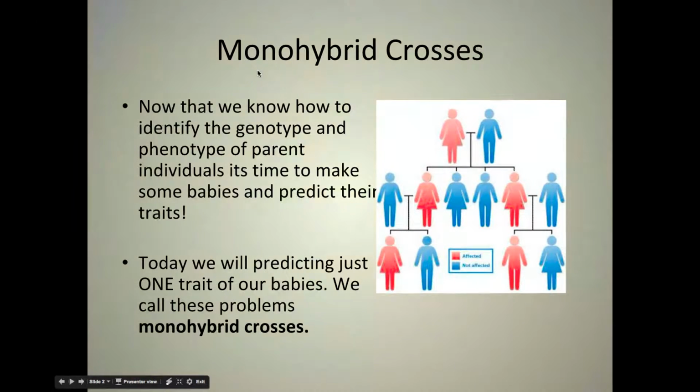And today we're going to do that through something called a cross, specifically a monohybrid cross, which just means that we're going to predict only one trait of our children. Eventually we'll learn how we can predict multiple traits getting passed on from generation to generation at the same time. But today we're just going to focus on one single trait and how that can or may not be passed on to our children.